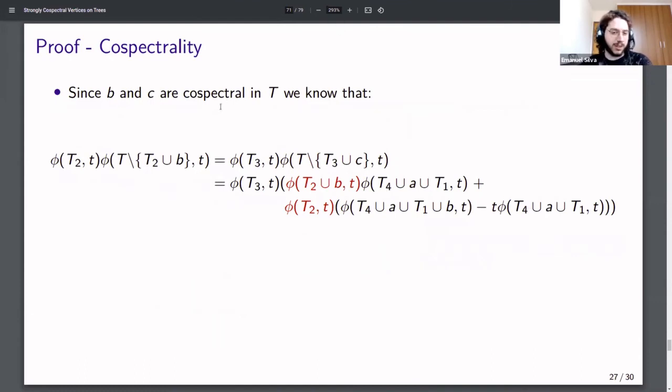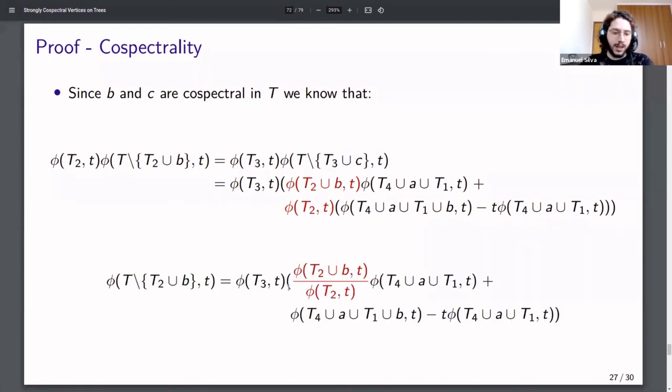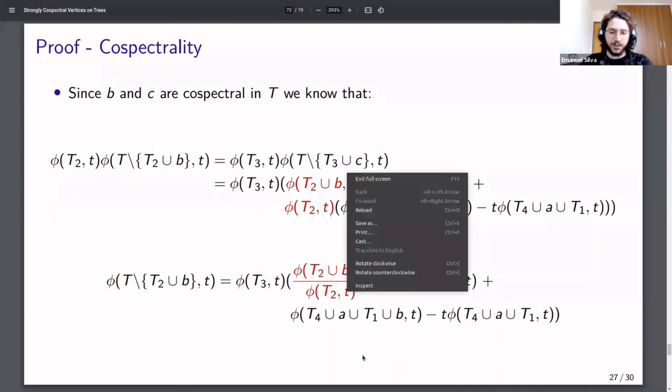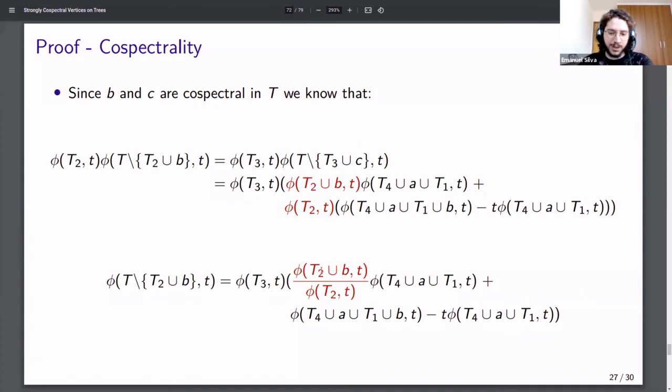And now for the cospectrality, since B and C are cospectral at T, we can rewrite phi of T minus B and phi of T minus C. So this first term is just phi of T minus B, and the second term is just phi of T minus C. We again apply one sum at this term here, and we get this expression where I'm again highlighting the terms that contain T2 and B. If we divide both sides by phi of T2, I get a unique term containing phi of T2 union B divided by phi of T2, which, as you know, is equal to phi of T1 union B divided by phi of T1.